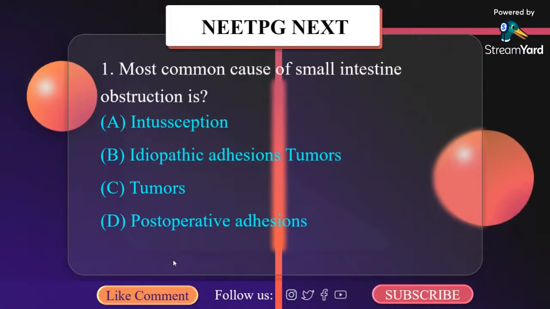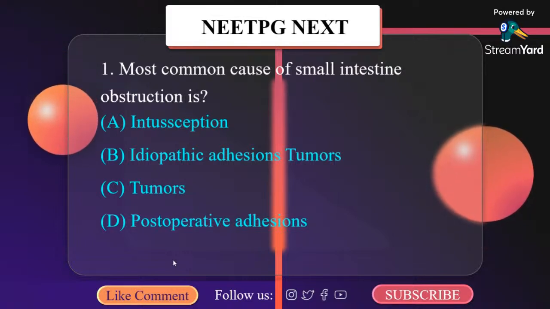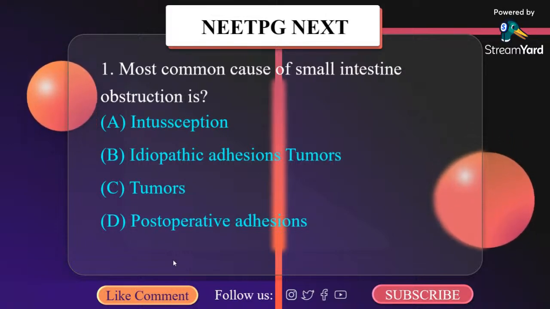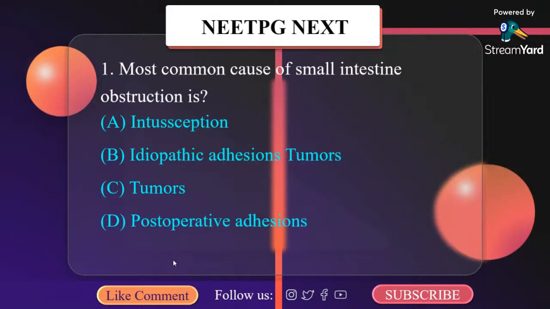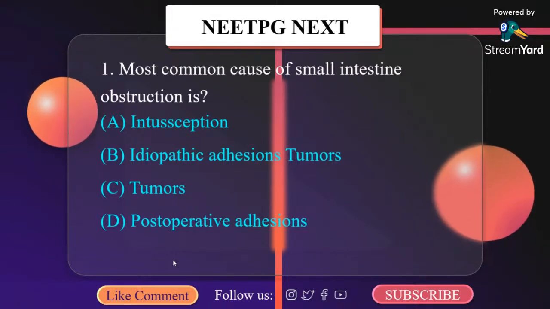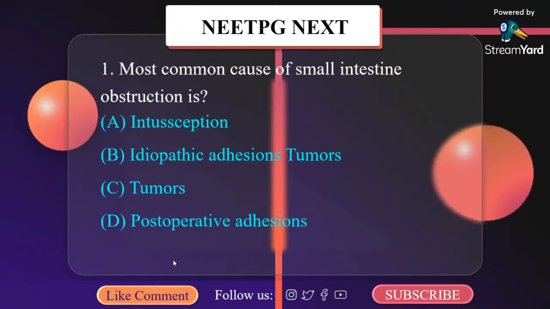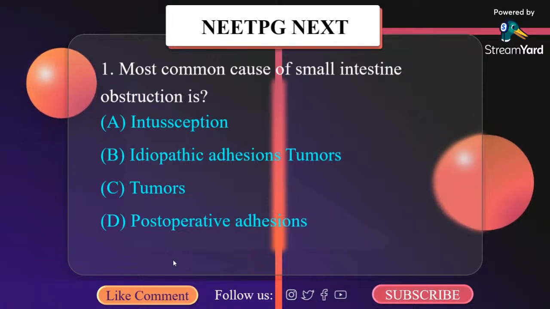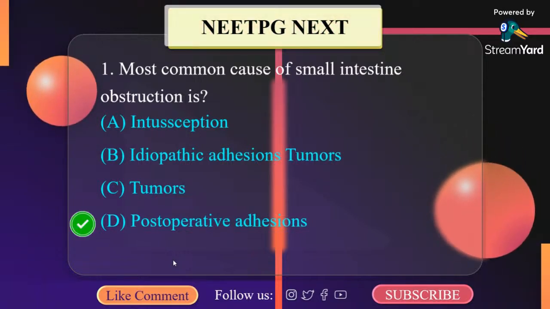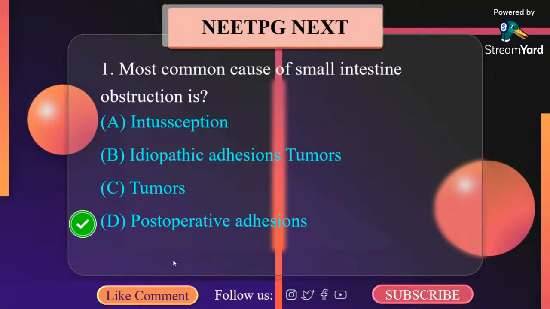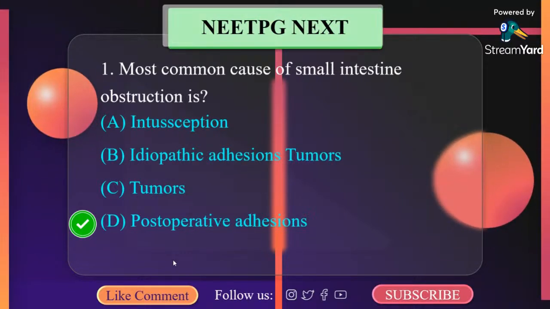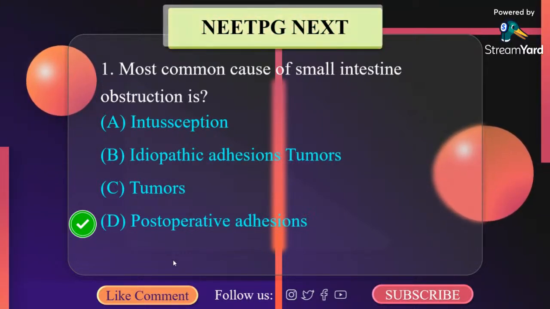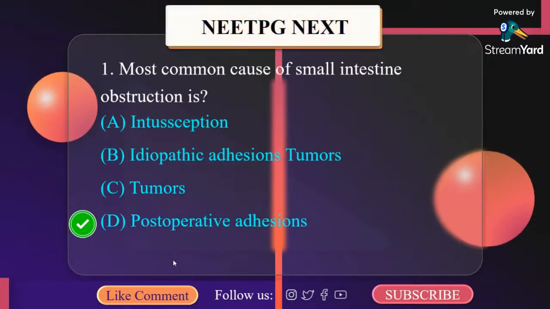Small intestinal obstruction, most common cause is: A. Intussusception, B. Idiopathic adhesions, C. Tumors, D. Postoperative adhesions. So the correct answer here is post-operative adhesions. Why post-operative adhesions? Let us discuss why it is post-operative adhesions.